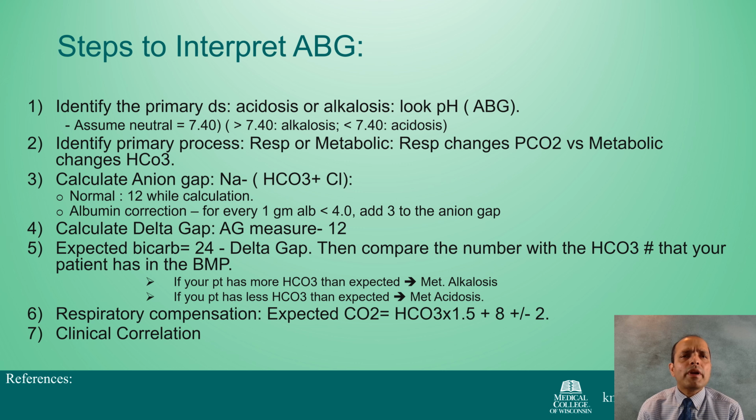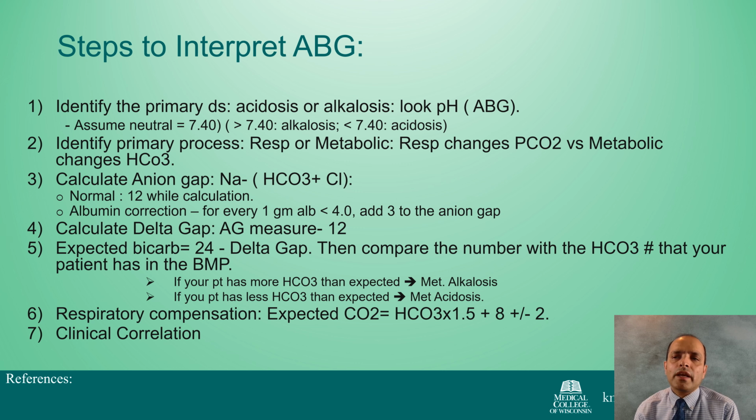So once you know the primary disorder, then you identify the primary process. How do you do that? So let's say your patient has acidosis and has high carbon dioxide. Most likely it's from respiratory acidosis. On the other hand, acidosis with low carbon dioxide is most likely of metabolic origin.